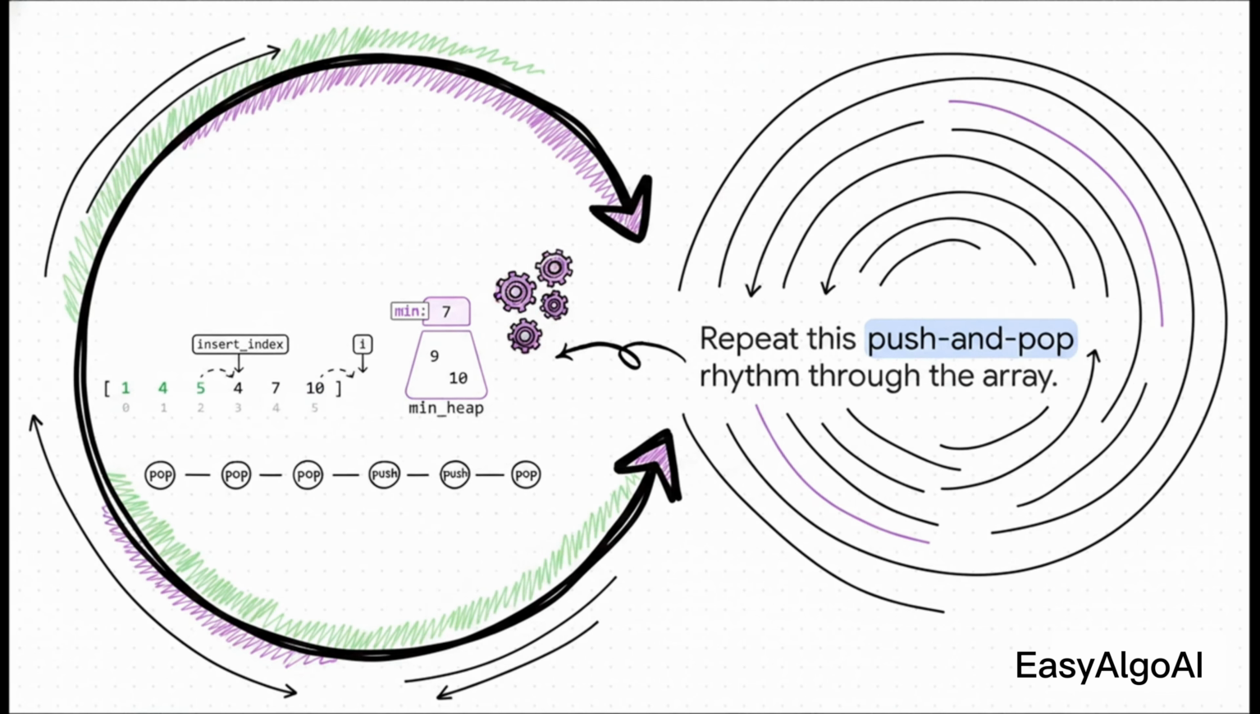And we just keep looping this incredibly satisfying push and pop rhythm. We iterate through the rest of the array, continuously replacing our array elements with whatever minimum the heap hands us, and then feeding the heap the next upcoming value. The min heap is just dynamically handling all the heavy lifting in the background.